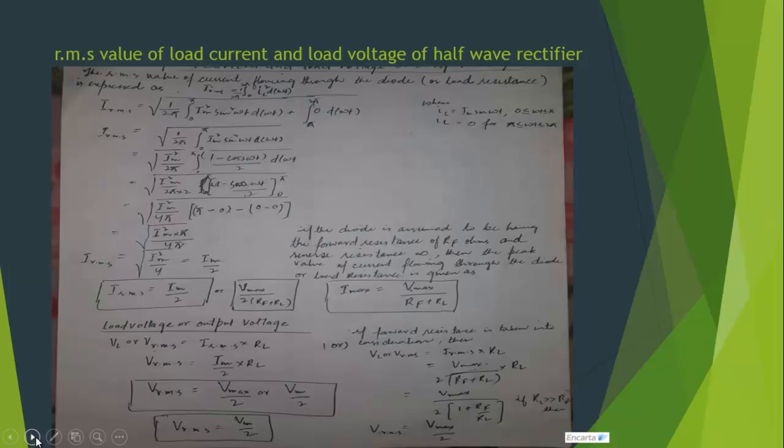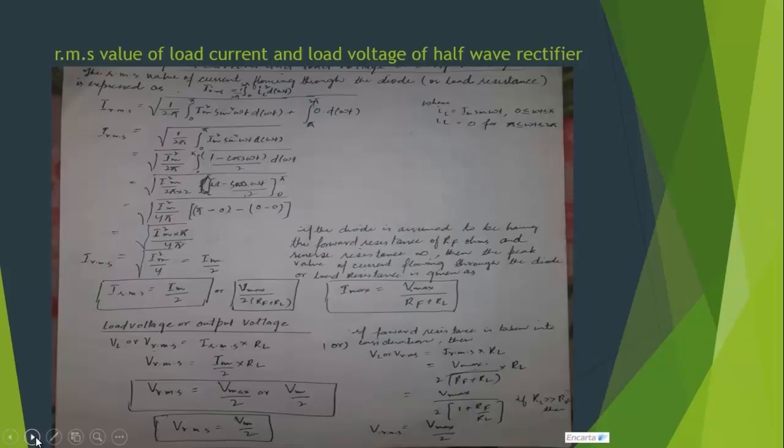This is the equation for load voltage or output voltage, or in other words we can write VRMS is equal to V max by 2 or Vm by 2. So our other equation becomes VRMS is equal to Vm by 2.